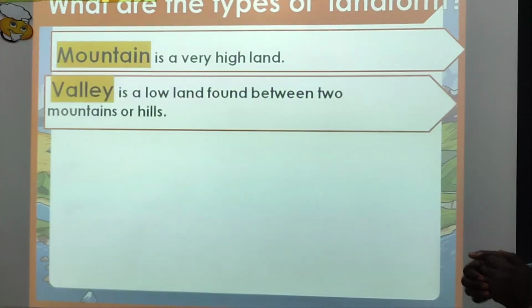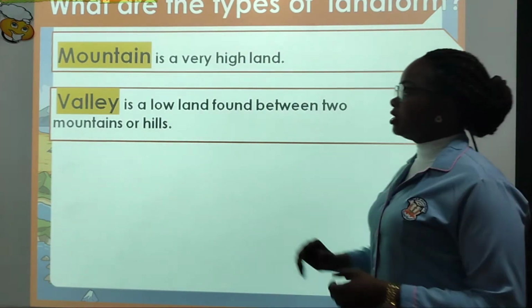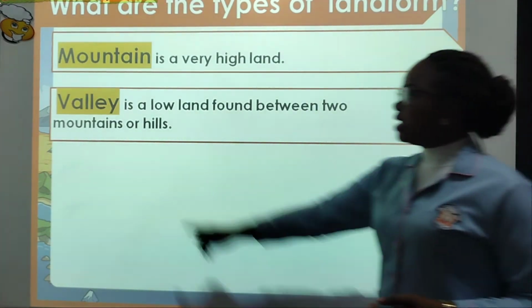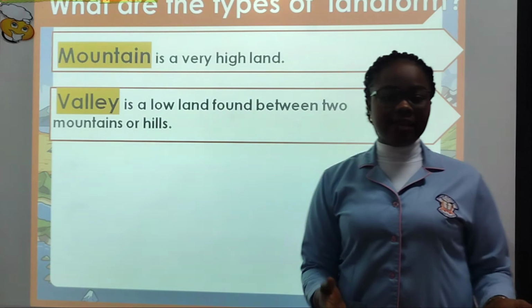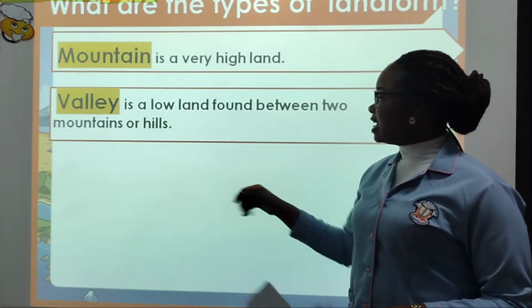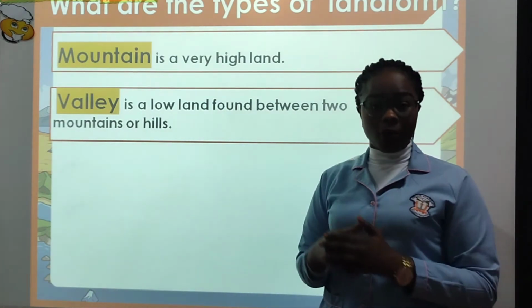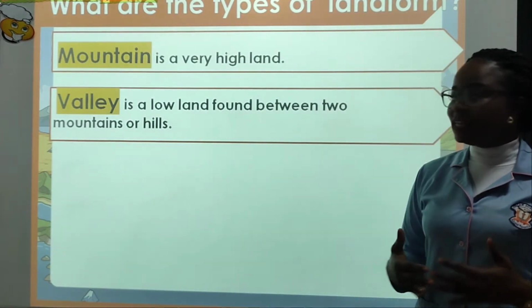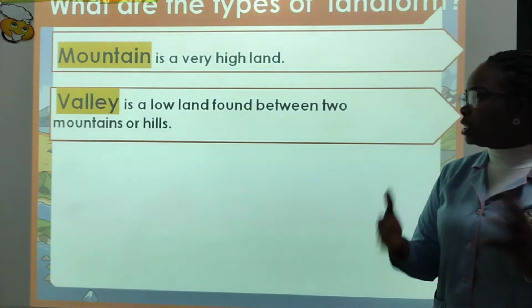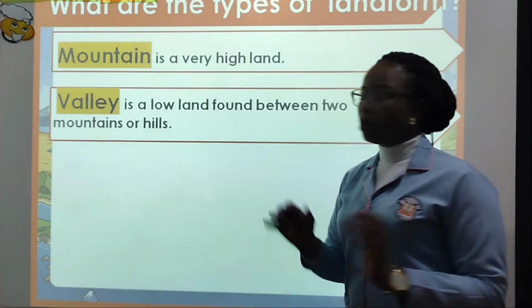Now let's talk about another type of landform. Another type of landform is what? Valley. And what is a valley? A valley is a lowland found between two mountains or hills.